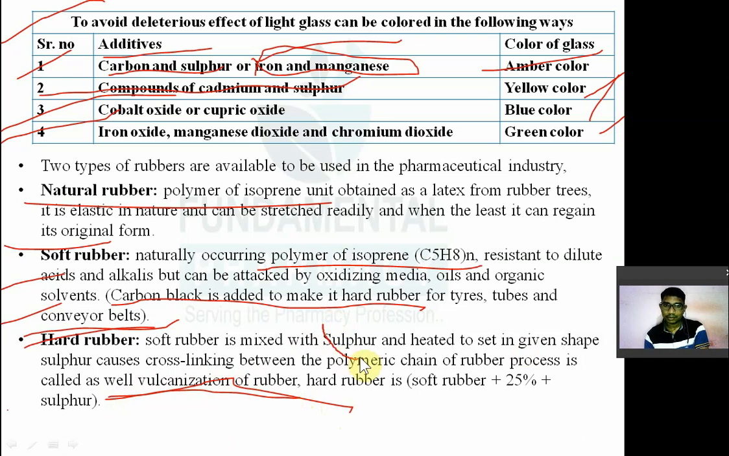2-3 questions have been asked on this. One of the following is a vulcanizing agent in rubber. So sulfur is used as a vulcanizing agent. It causes the cross-linking of rubber polymer.